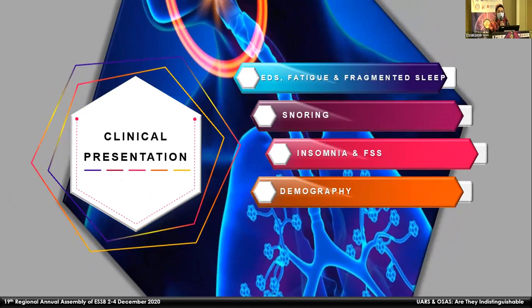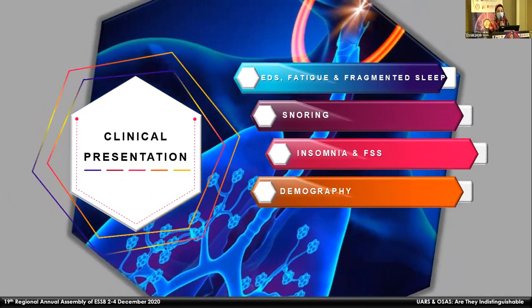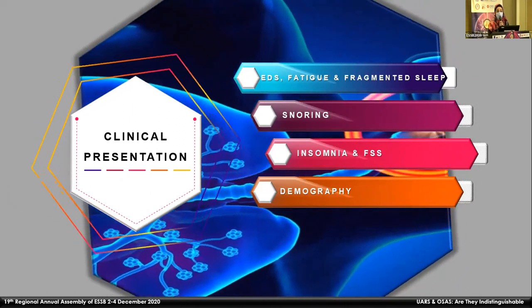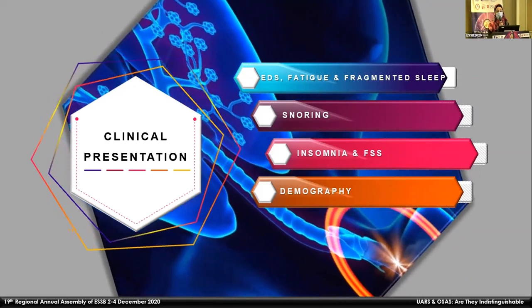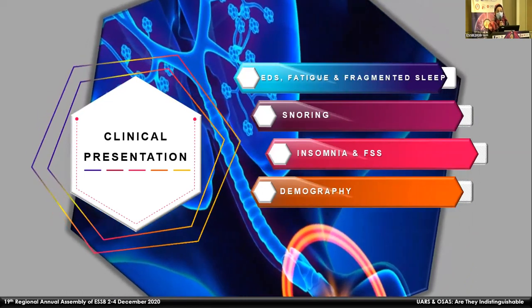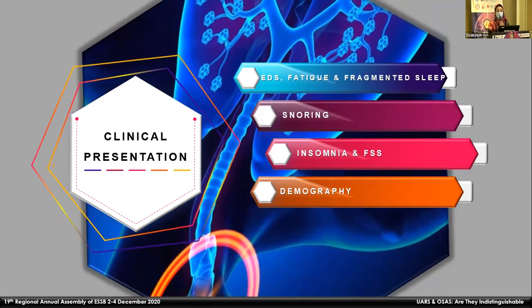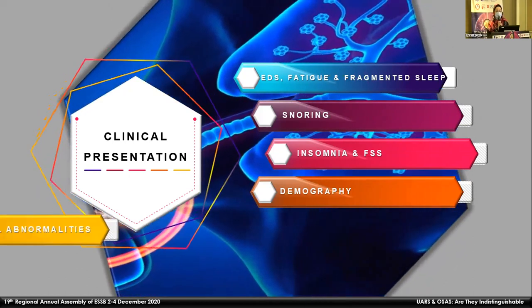As for demography, it is totally different between the two cases. In upper airway resistance, we find the patients to be younger and non-obese. And in patients with obstructive sleep apnea, patients are mostly obese and older in age. As for the gender difference, the male to female ratio in upper airway resistance is equal, but in obstructive sleep apnea, there is a male predominance.